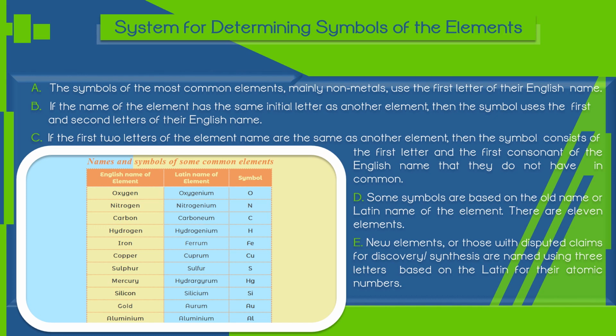Next one, new elements with disputed claims for the discovery and the synthesis are named using 3 letters based on the Latin for their atomic number. First letter U from un, that is 1. Second letter N from nil, that is 0. Third letter from the Latin numerical prefix, that is Q for quad, that means 4. P for pent, that is 5. H for hex, that is 6. S for sept, that is 7, O for oct, which is 8, and E for enn, that is 9.